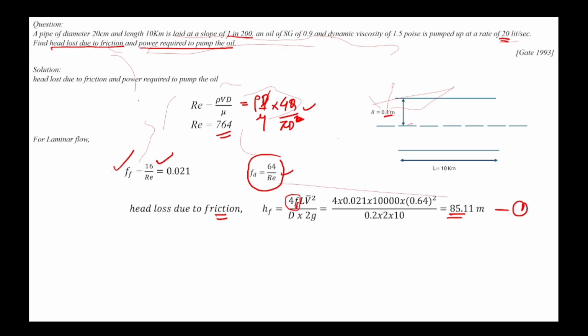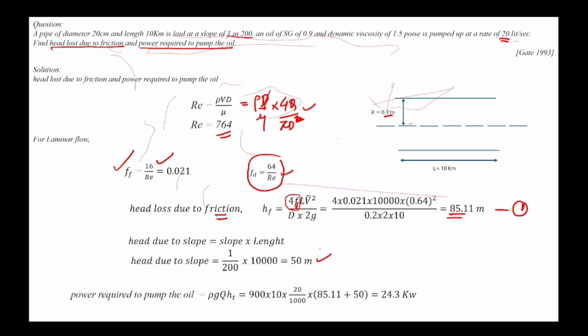But power required to pump the oil: the head due to slope will also contribute when we calculate the power. So slope into length, head due to slope will be 50 meter. Now power required to pump the oil is rho g Q H, head total: 900 into 10 into 20 by 1000 into 85.11 plus 50. So 24.3 kilowatt is the power required to pump the oil.